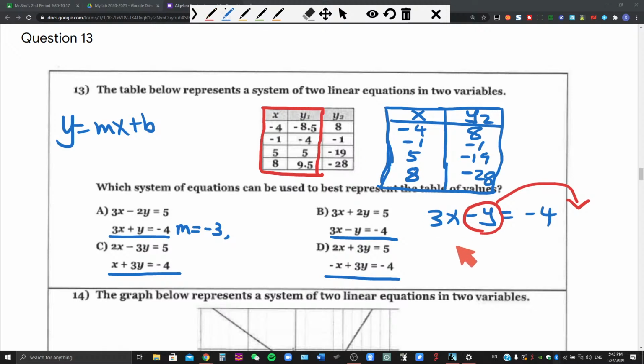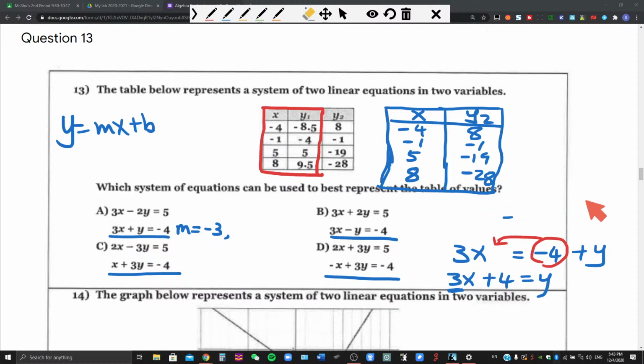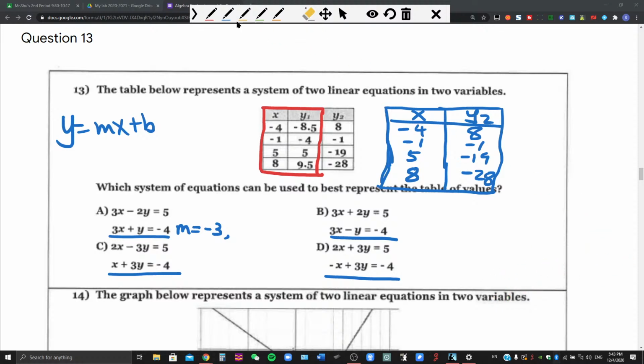So 3x equals negative 4 plus y. Now again, I move this negative 4 to this side. This will become a positive 4. So 3x plus 4 equals y. And you can tell the m is 3. So option B, they are saying the blue slope is positive 3. Let me write it down. The blue slope is positive 3.